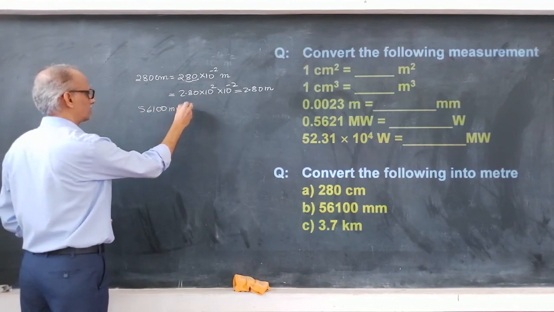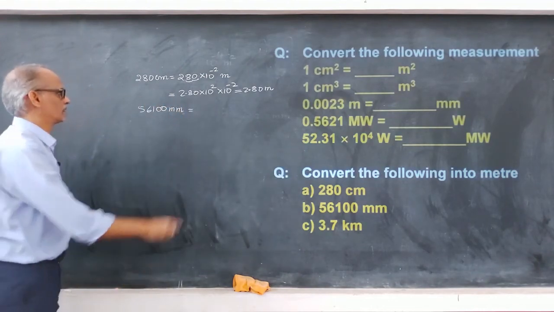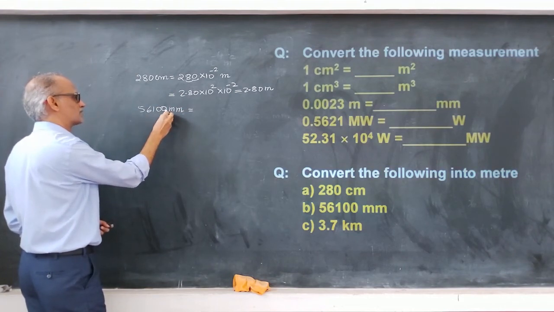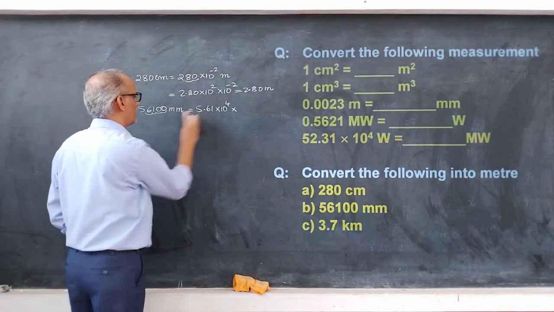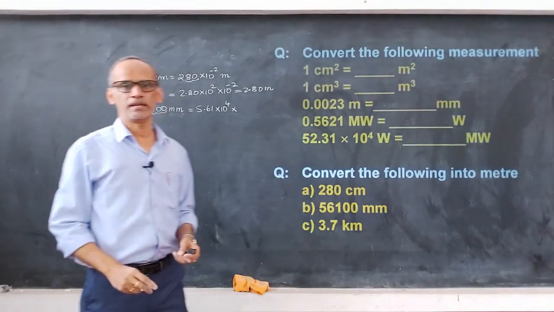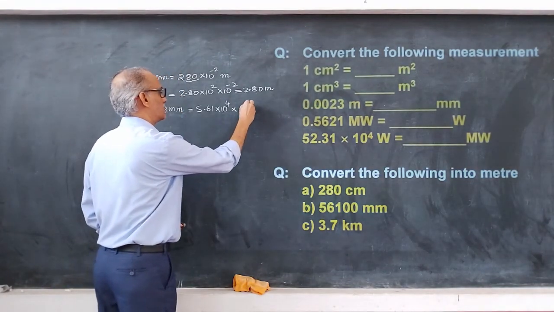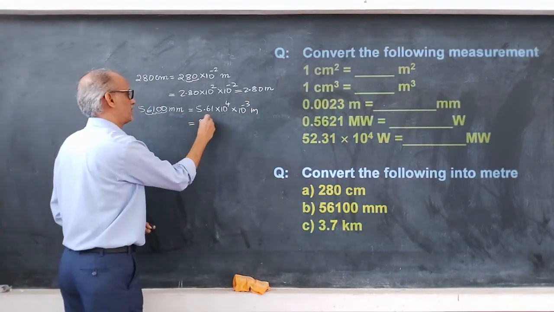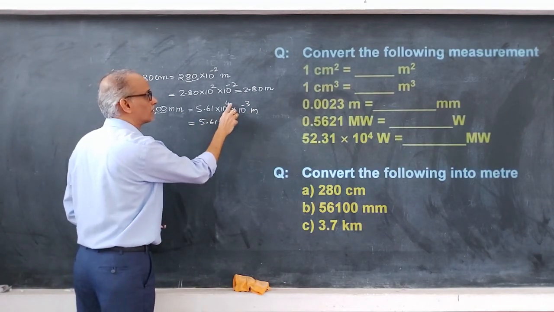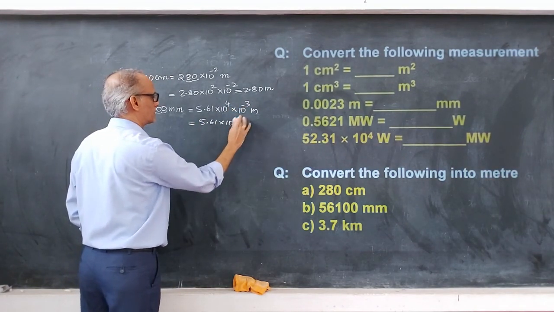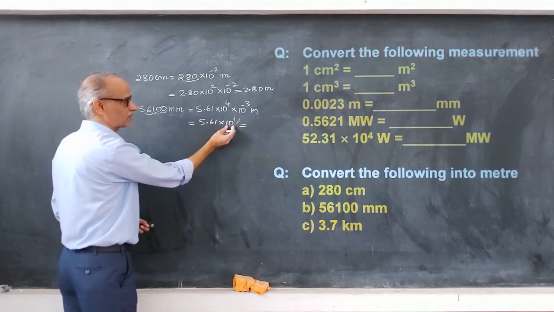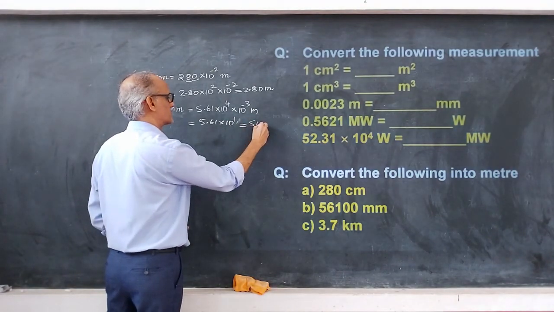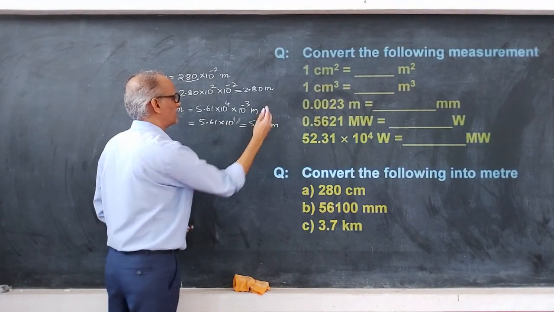56100 millimeter. So first, I will shift the decimal here, 1, 2, 3 and then 4. I will write 5.61 into 10 to the power 4. Then milli. What do you mean by milli? 10 to the power minus 3 meter. That's 5.61 into 10 to the power plus 4 and minus 3, which is plus 1. Correct? This 10 to the power 1 is 10 only. Multiply now and you will get 56.1 meter.